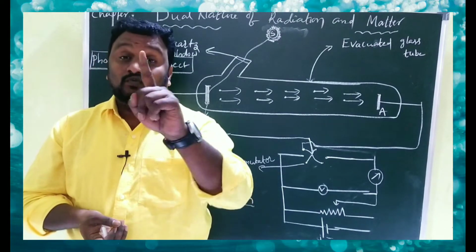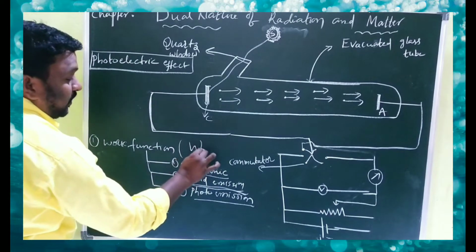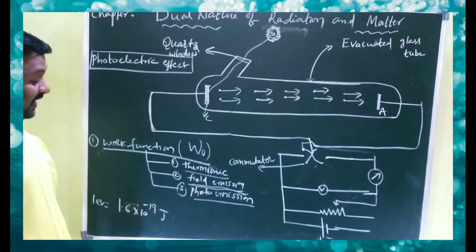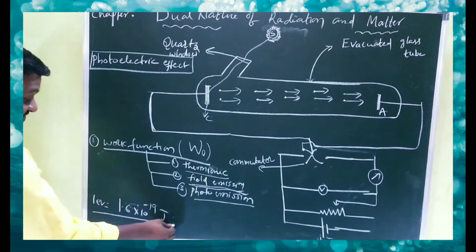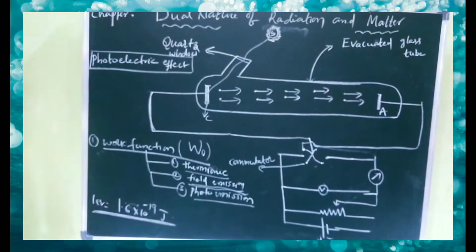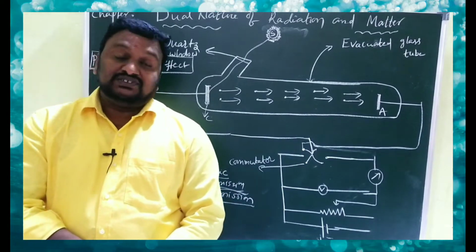That is what we call work function, and it is denoted like this, W naught. Work function is W naught. And children, the amount of energy needed to remove an electron from a metal surface is measured in electron volts. 1 electron volt is equal to 1.6 into 10 power of minus 19 joules. Clear, children? So that is the amount of work function.